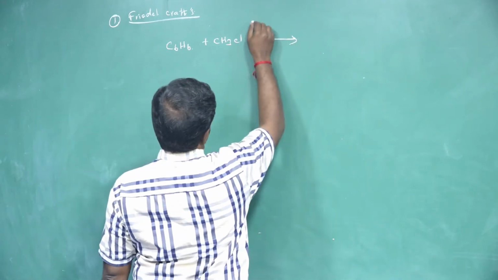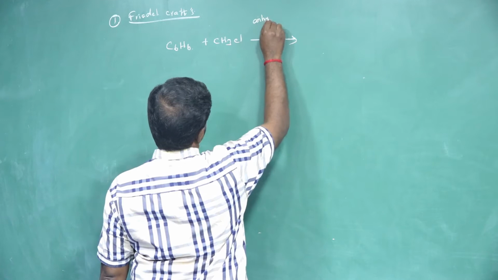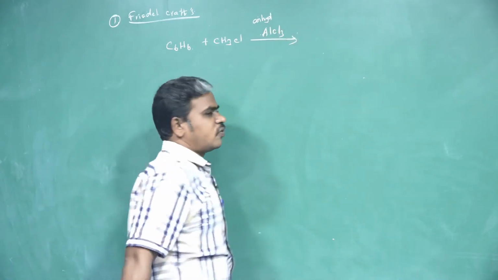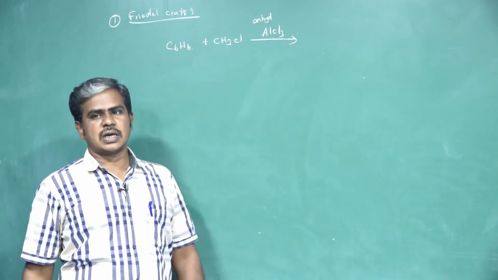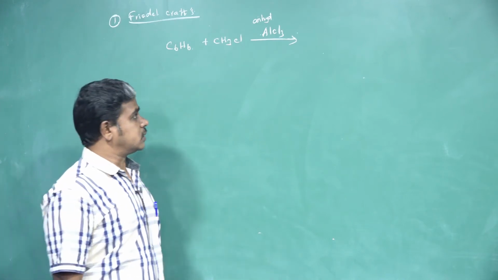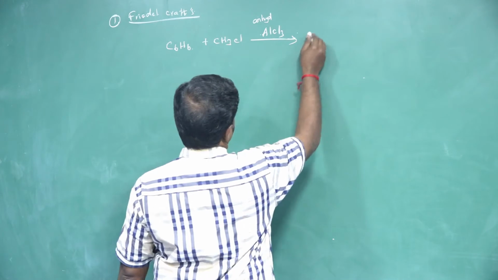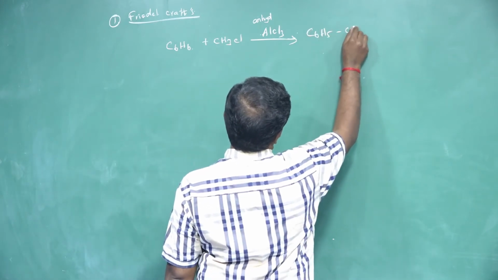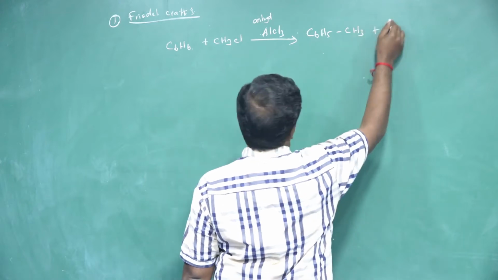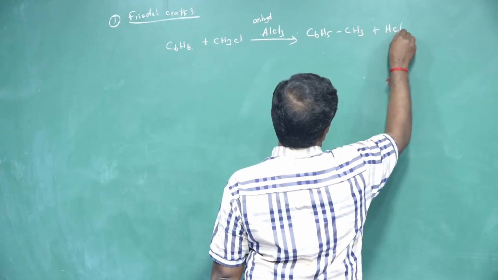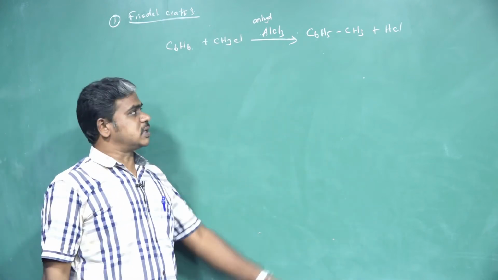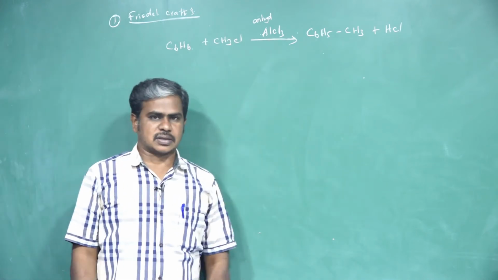in presence of anhydrous AlCl3. So, in the Friedel-Crafts reaction, we are using anhydrous AlCl3. Then it will form C6H5CH3 and HCl. One of the hydrogens reacts with the Cl and forms HCl. So toluene is the product.